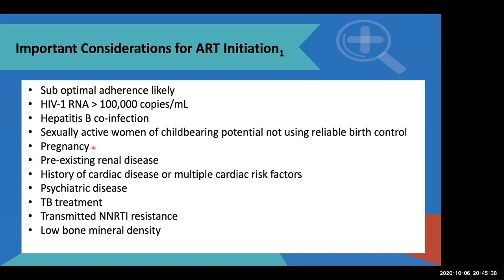Pregnancy, again, two things about pregnancy. One is that we want to fast track initiation as much as possible because there's a third party there, the baby, whom we want to be born negative, and the mother must be healthy. But the dolutegravir and first trimester issues are current issues. And especially the first 6 to 8 weeks, that's where you might want to avoid dolutegravir.